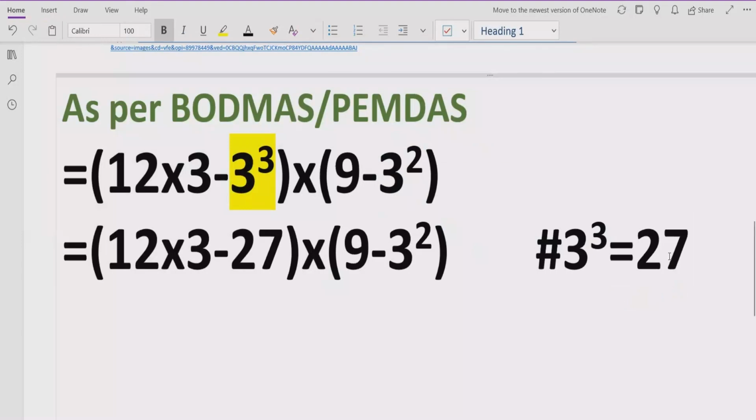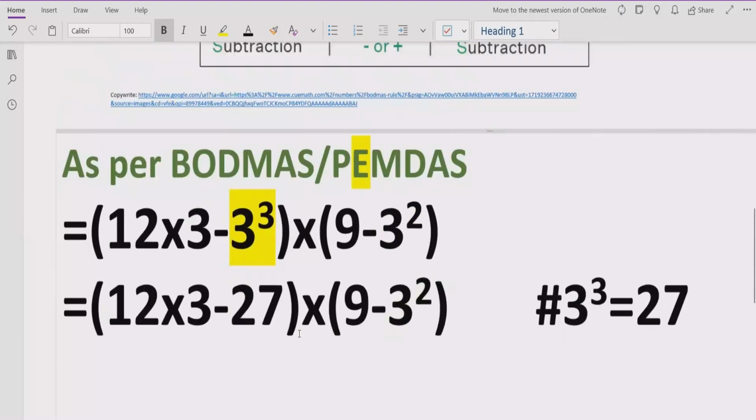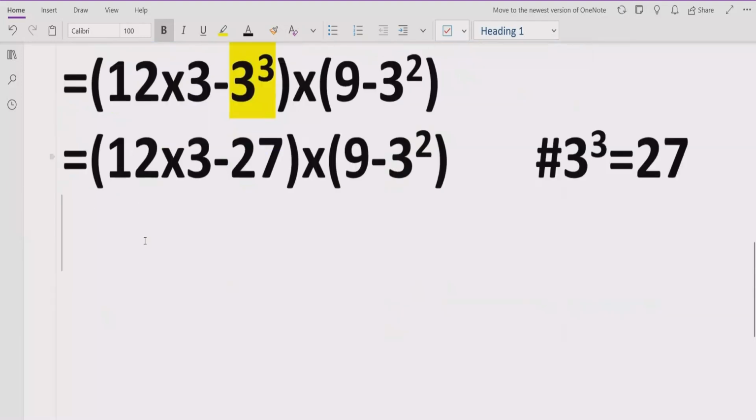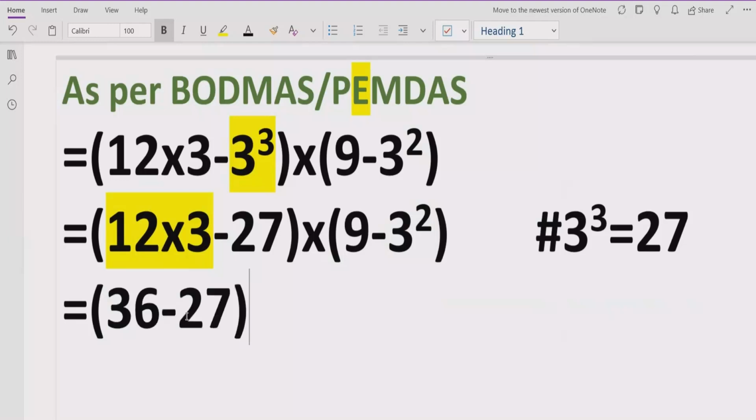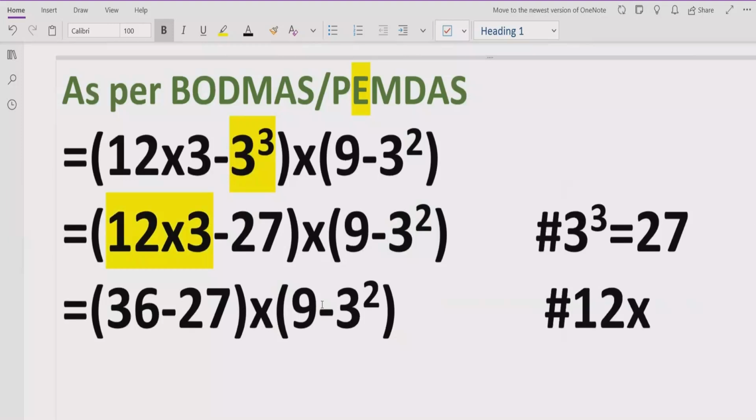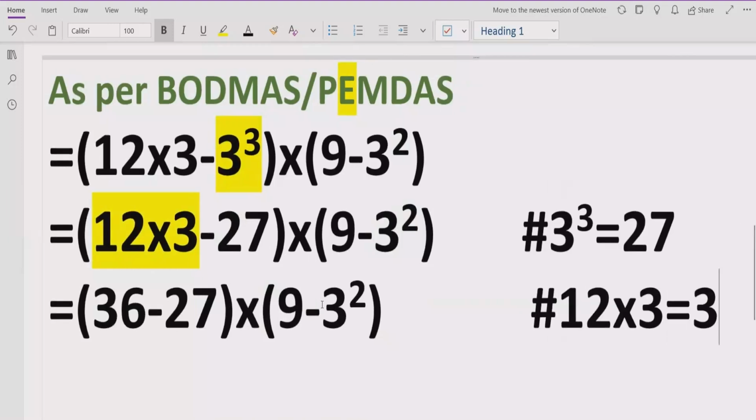Now move forward. We have to solve inside the bracket the first operation, which is multiplication. So we will multiply both of them and get the answer 36, because 12 times 2 is 24 and 12 times 3 is 36. 36 minus 27 we will write here as it is, and this part I am writing as it is. And here we have to give the reference: 12 multiplied by 3 equals 36.